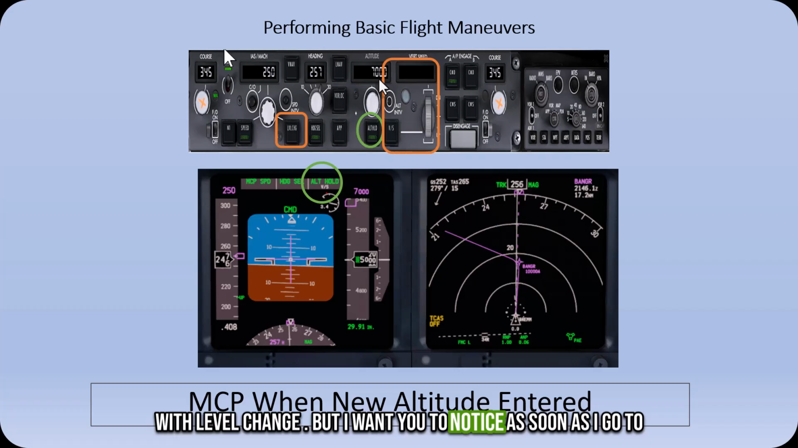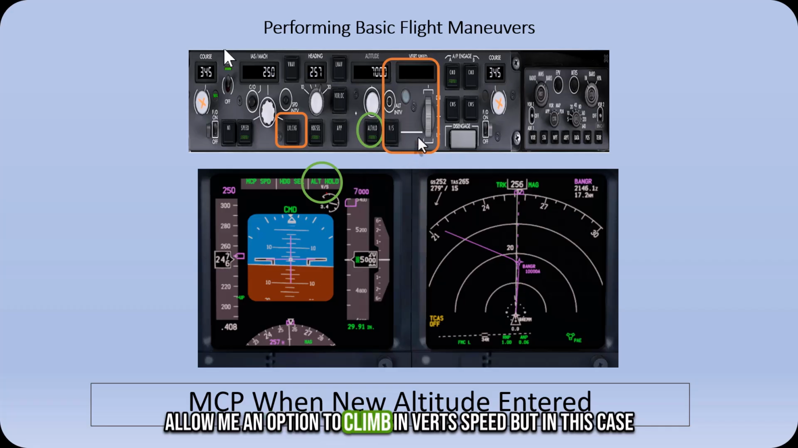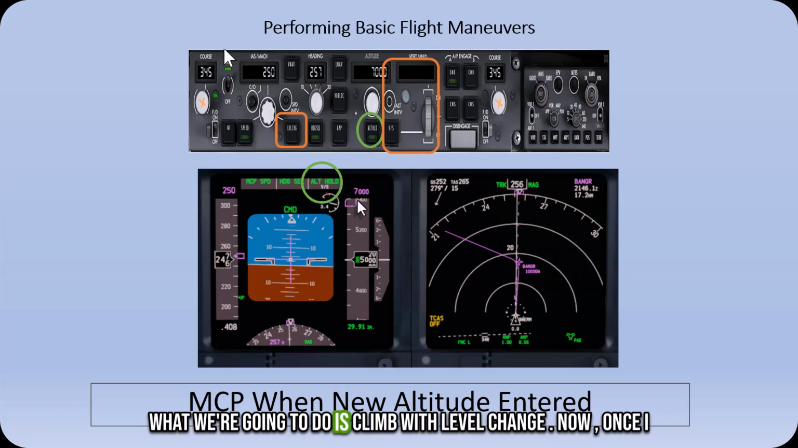But I want you to notice, as soon as I go to 5,100 feet or beyond, I just rotate that knob here to change the altitude. This stays in altitude hold. What you get is a white vert speed that is armed, which will allow me an option to climb in vert speed. But in this case, what we're going to do is climb with level change.